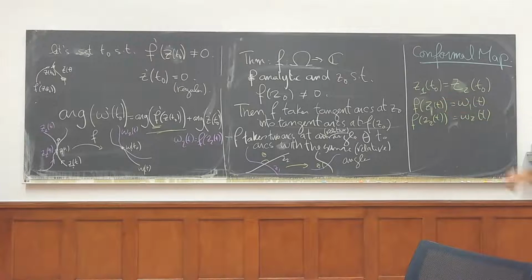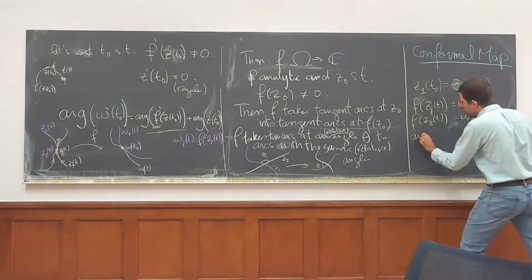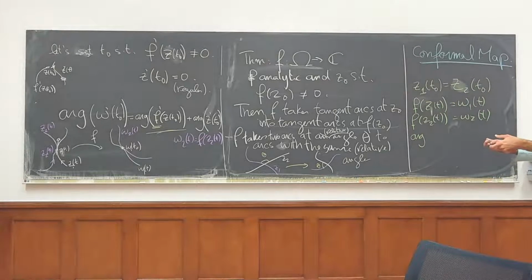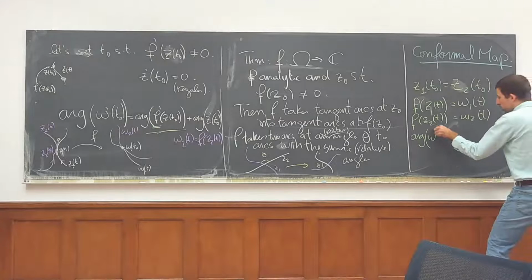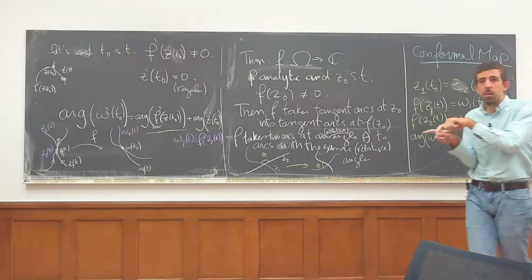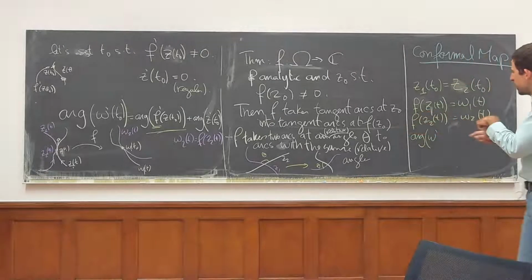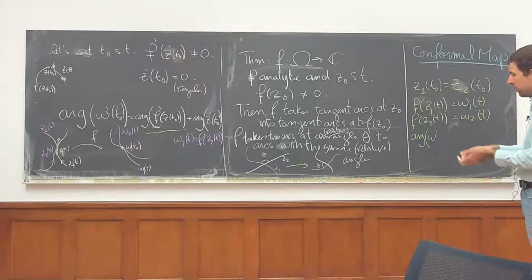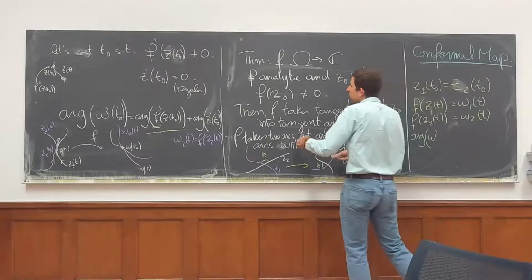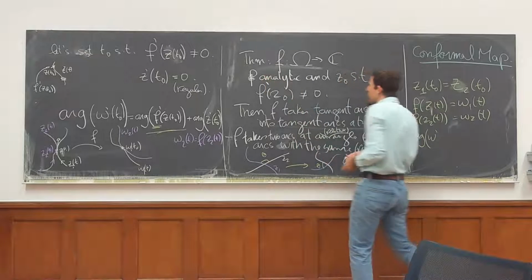Okay, so now let's just apply that formula. If I look at the argument, the relative angle between W prime... This is the angle of the... there is a typo here. It's the derivative that's non-zero, of course, not the function.